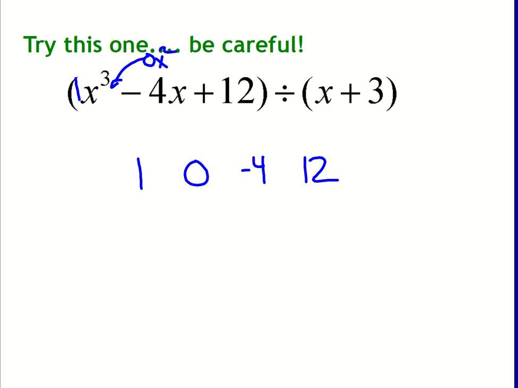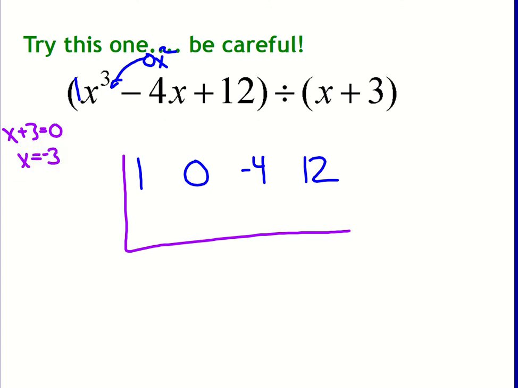If I'm dividing it by x plus 3, and I think about what number then that would produce over on the left, if I set x plus 3 equal to 0, the factor of x plus 3 produces a root of x equals negative 3. So I'm going to put negative 3 on the outside, and then I'm going to follow my synthetic division steps. So the 1 is going to drop down. Then I multiply. Negative 3 times 1 is negative 3, and I add. Then I multiply. Negative 3 times negative 3 is 9, and then I add.